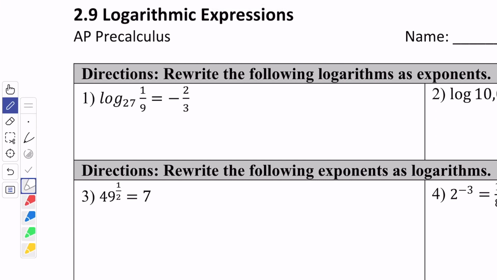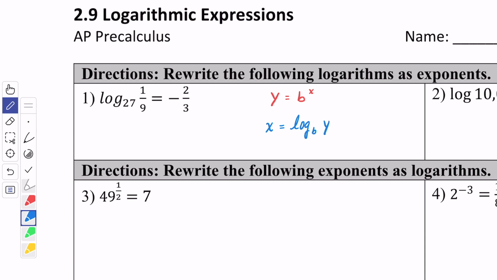So the key thing you want to remember about logarithms is that if you have an exponential in the form y equals b to the x power, then by definition x can be written as log base b of y. So there's the conversion that we'll be using throughout this.